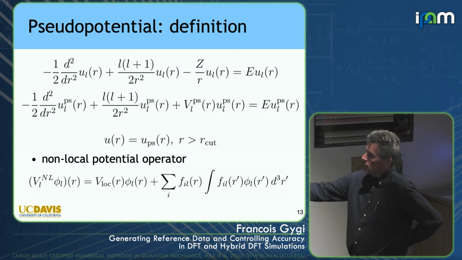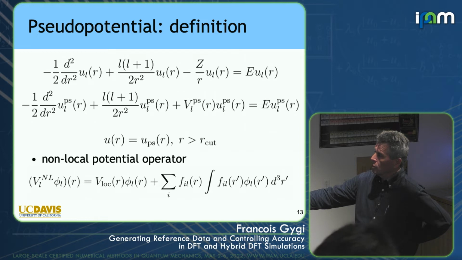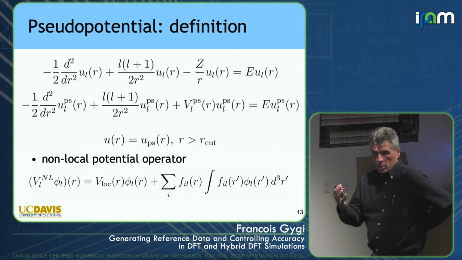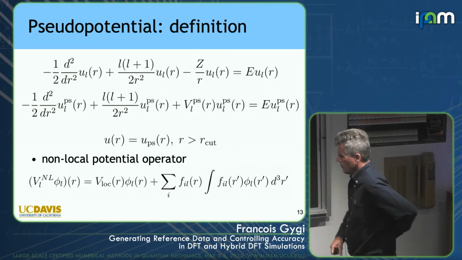Now, this is actually a little bit too restrictive in some sense. You can actually make this potential here be a completely non-local operator, not only having a local potential, but also some projectors that you are free to choose to try to match the all-electron wave function. And we will come back to seeing what these look like.